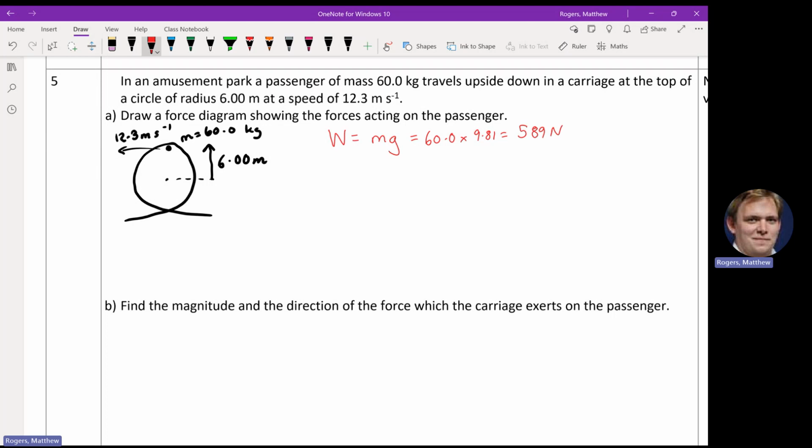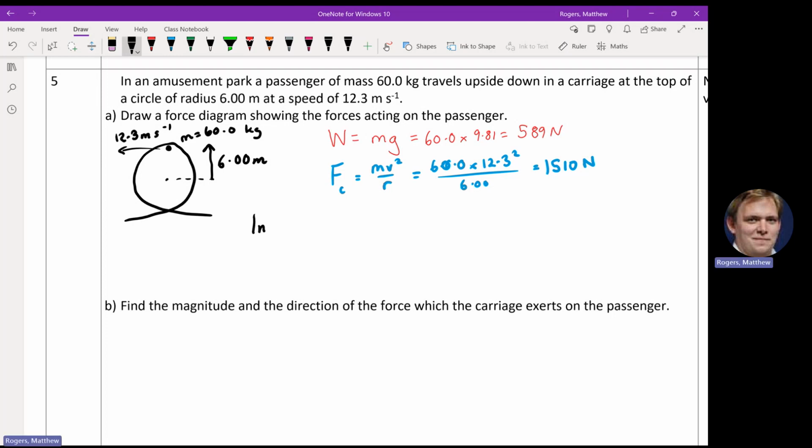So that's acting down on the person. There's a weight force. Now we need to know how big the centripetal force needs to be on the person. So I'm going to label it FC. This is equal to mv squared over r. So 60.0 times 12.3 squared over 6. This has a value of 1,510 newtons. In other words, the weight alone was not enough. We need an additional force acting towards the center of the circle.